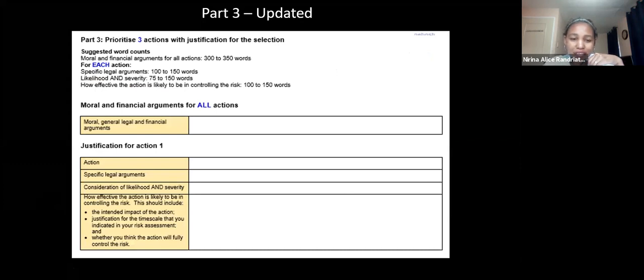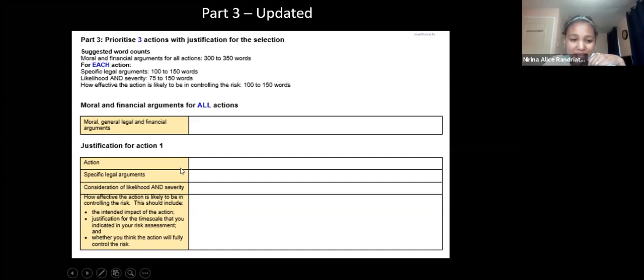Under the new form, they just made it easier and clearer. In what way? The content is still the same, but they divide it for each action. So what does that mean? First, you still have to prioritize 3 actions and justify your selection, but justification must be done separately for each action. First, you have the moral and financial argument. This one you can combine. You don't need to do it separately for each action because it's going to be the same. When you talk about the moral reason, the legal reason, the financial reason, there are some general reasons that will be applicable for the 3 actions. So you can combine that here.